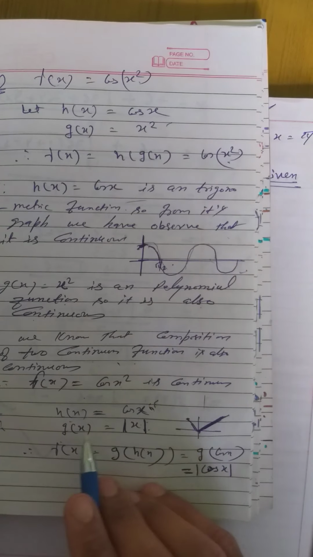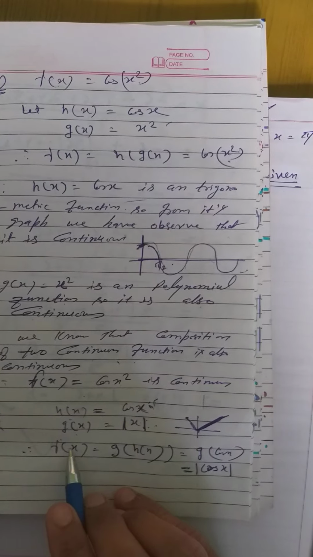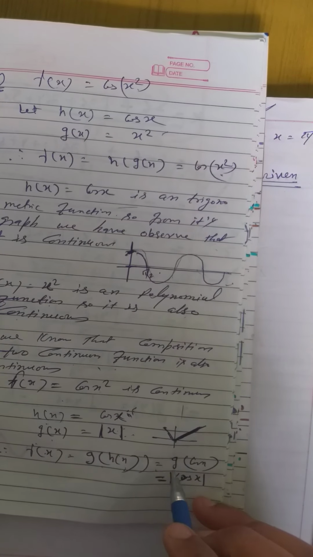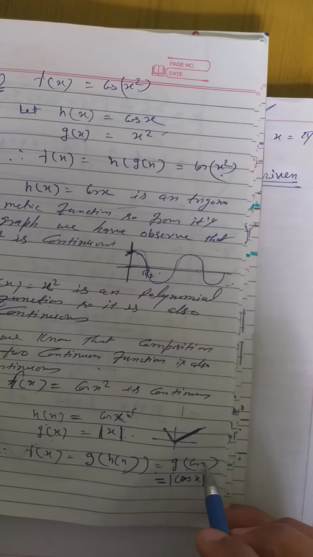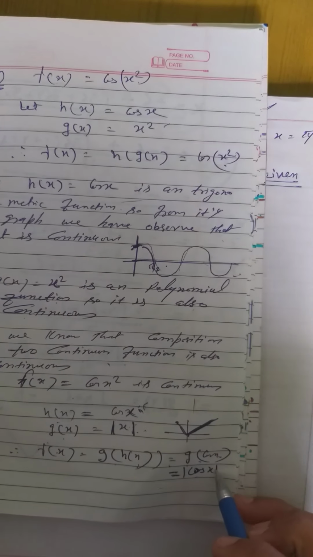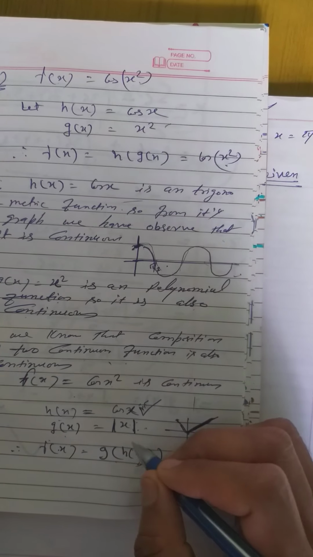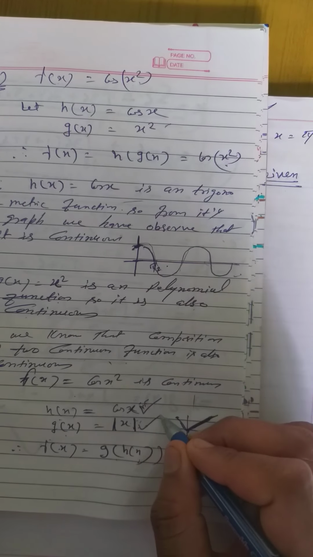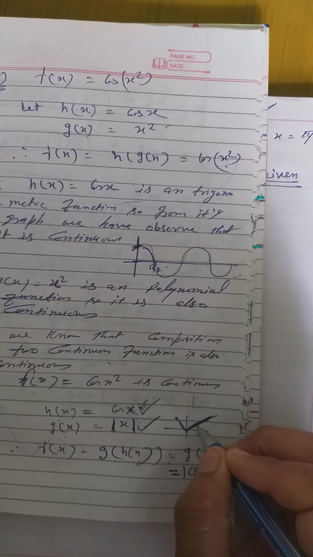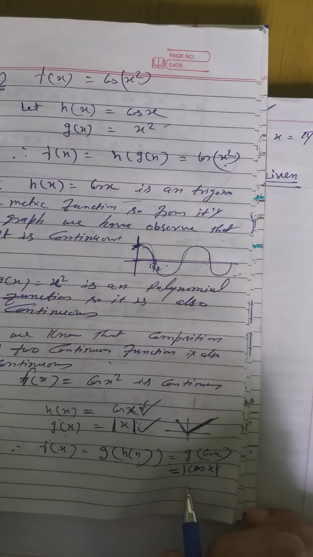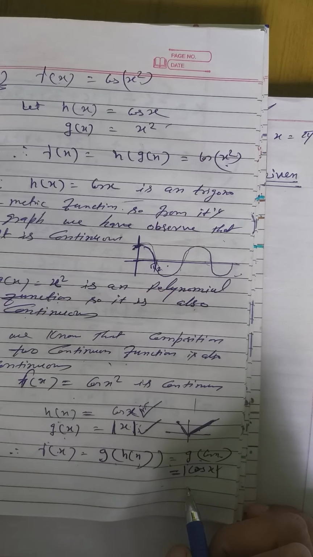Let h(x) equal to cos x, g(x) equal to mod x, therefore f(x) equal to g of h(x) equal to g of cos x equal to mod cos x. Since cos x is a continuous function, g(x) equal to mod x is a modulus function which is also continuous. Hence the composition of these two functions is also a continuous function.